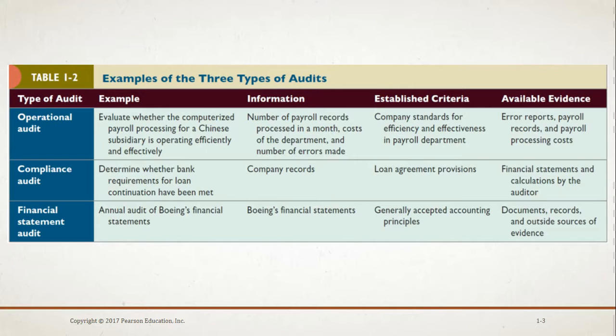We also have a financial statement audit. An example that we're going to review is the annual audit of Boeing's financial statements. And Boeing is an airline company. Well, not really essentially an airline company, but they create airplanes. And the type of information that we would normally review in order to audit the financial statement is essentially just looking at the financial statements.